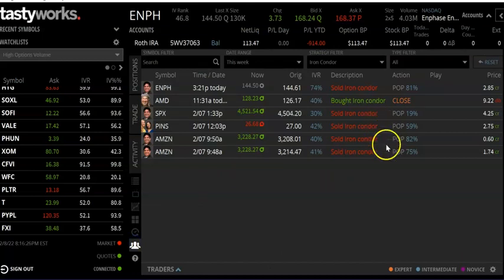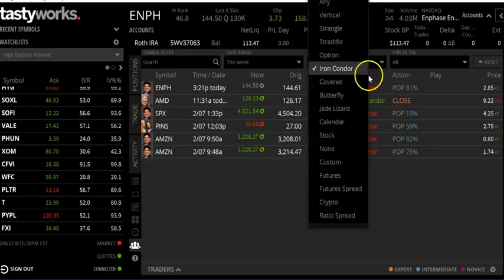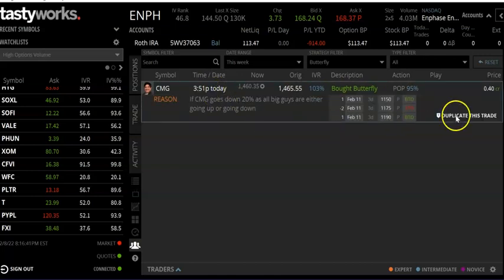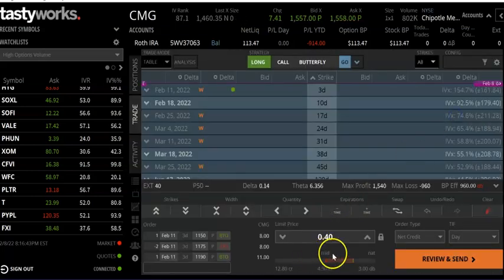So at least you can get an idea of what they are trading and what kind of strikes they are trading. Let's say, for example, a butterfly. Here, CMG butterfly, pop 90%. You just highlight that, duplicate. 40 cents credit. 490 credit. So it just popped.